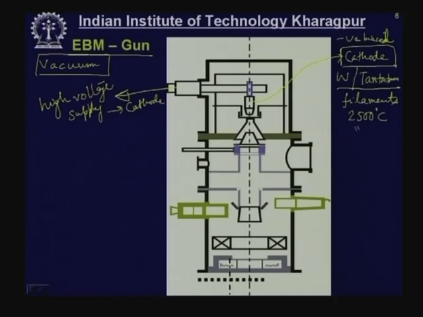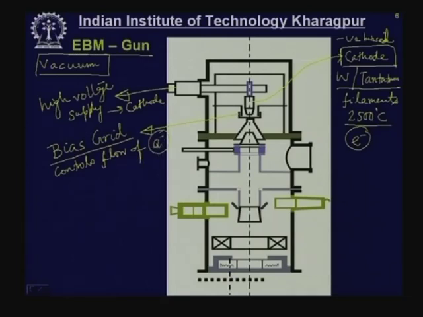So, once this filament goes to this temperature, electrons are emitted thermionically. As the cathode is negatively biased, they are repelled from the cathode. Just after the cathode, you have once again a bias grid. This bias grid is very, very important in construction of the electron beam gun, because it controls the flow of electron. This bias grid typically is negatively biased, so that electrons do not get collected on it, or rather they are concentrated.